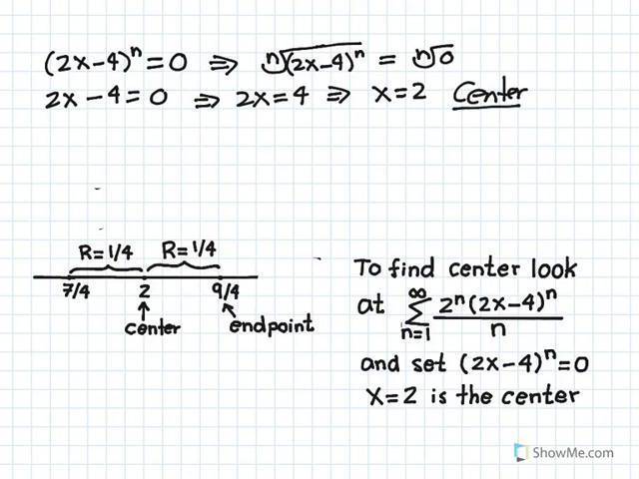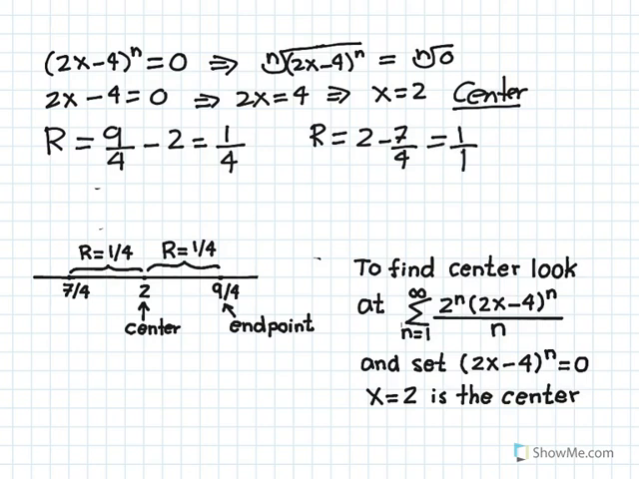So how do we find the radius of convergence? Take the right endpoint, 9/4. The distance from the endpoint to the center gives you the radius. 9/4 minus 2, and simplifying, we get 1/4. Or equivalently, we can say the distance from the center to the left endpoint, which is 2 minus 7/4, and we again get 1/4. So the radius of convergence is the distance from the endpoint to the center of the power series. The radius of convergence is 1/4.